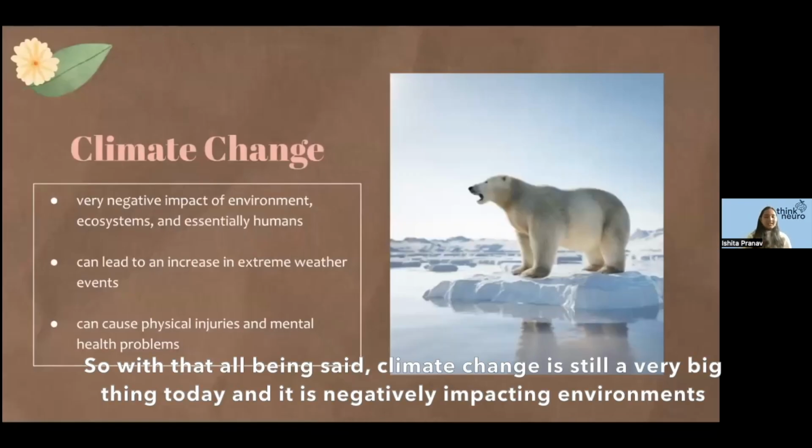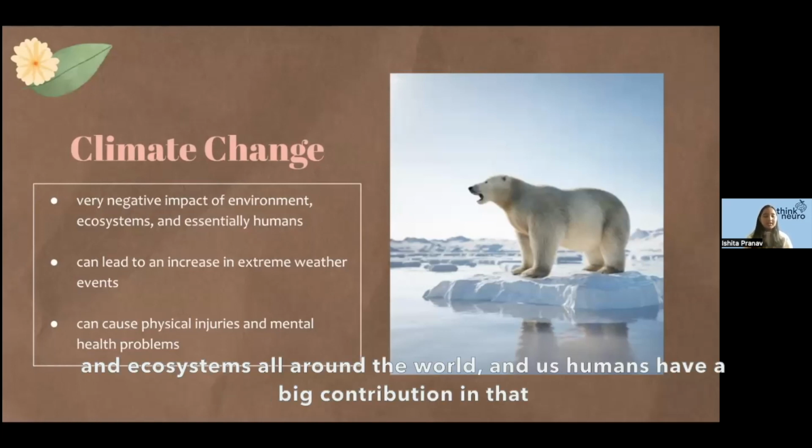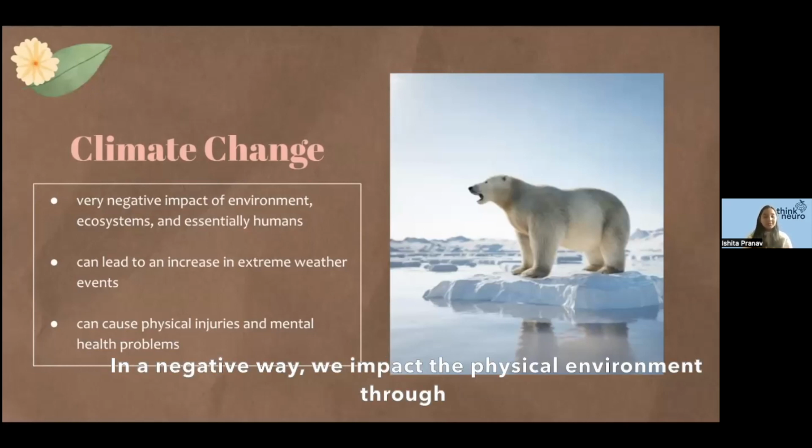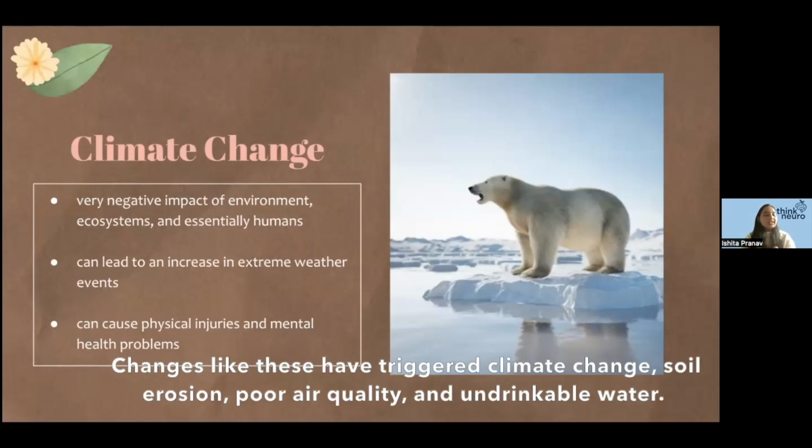So, with all being said, climate change is still a very big thing today, and it is negatively impacting environments and ecosystems all around the world. And us humans have a big contribution in that. In a negative way, we impact the physical environment through overpopulation, pollution, burning fossil fuels, and deforestation. Changes like these have triggered climate change, soil erosion, poor air quality, and undrinkable water.